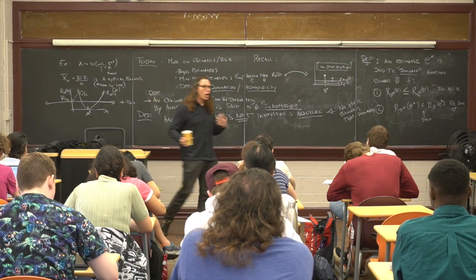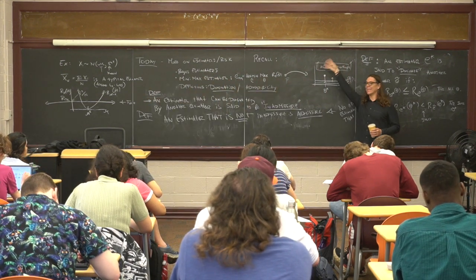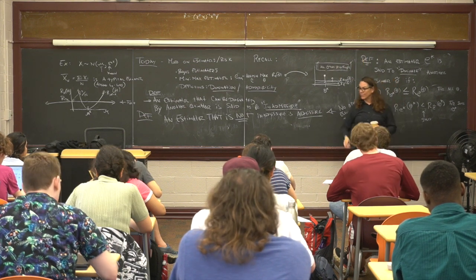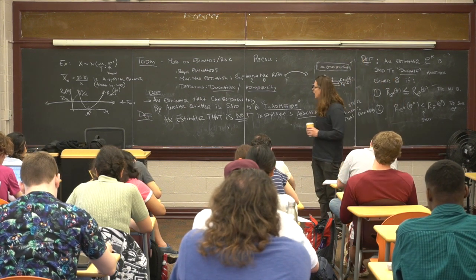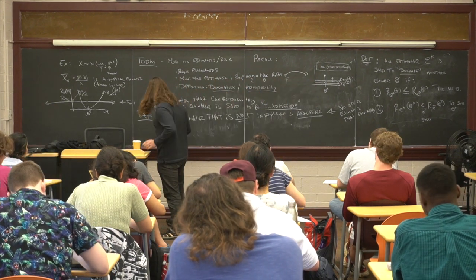So I can't draw on board all other estimators. I have to do things like this and make you just think that there's this collection of other estimators. Okay, let me tell you some guarantees about these different estimators.